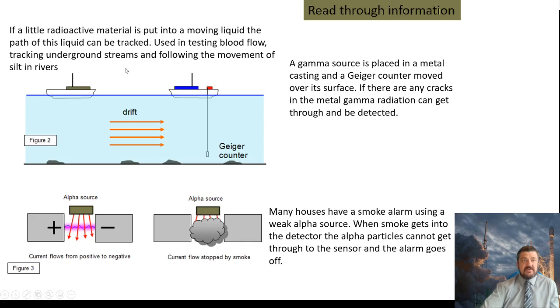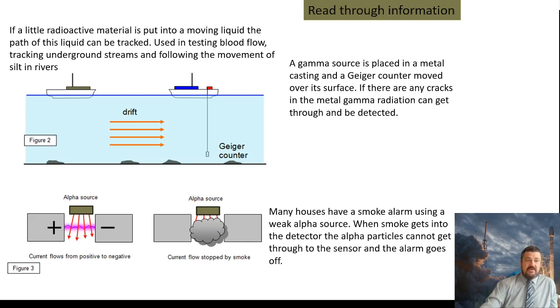And we've got this one here. So if a little radioactive material is put into a moving liquid, the path of this liquid can be tracked. It can be used in testing blood flow, tracking underground streams, and following the movement of silt in rivers. The gamma source is placed in a metal casting and a Geiger counter moved over its surface. If there are any cracks in the metal, gamma radiation can get through and can be detected.